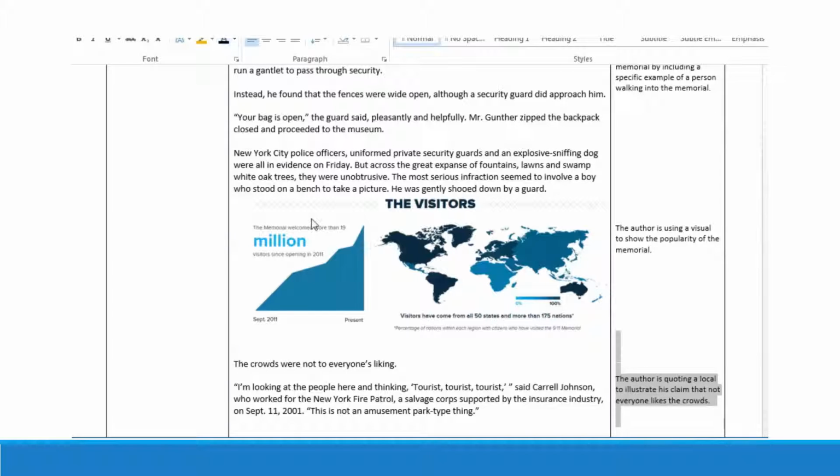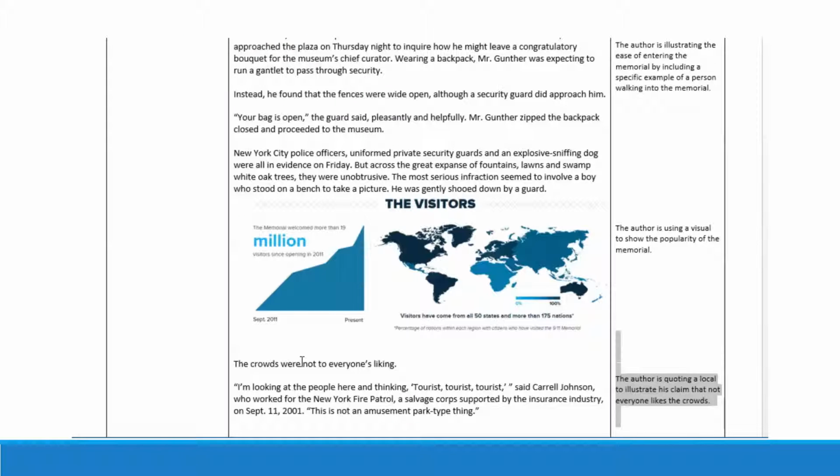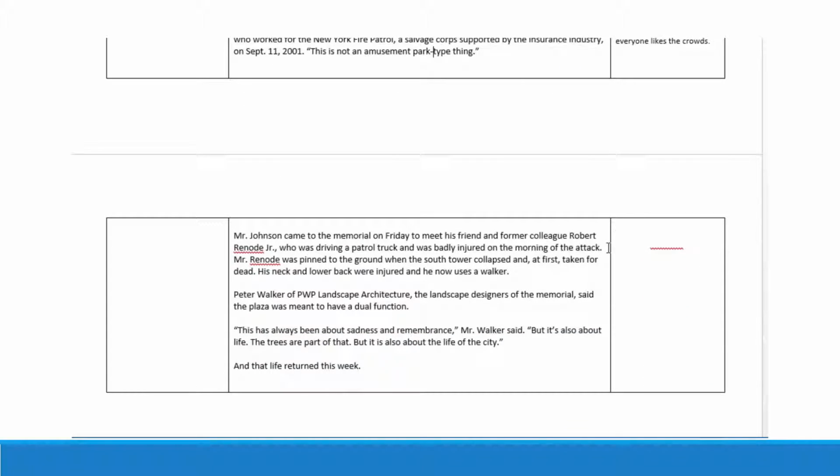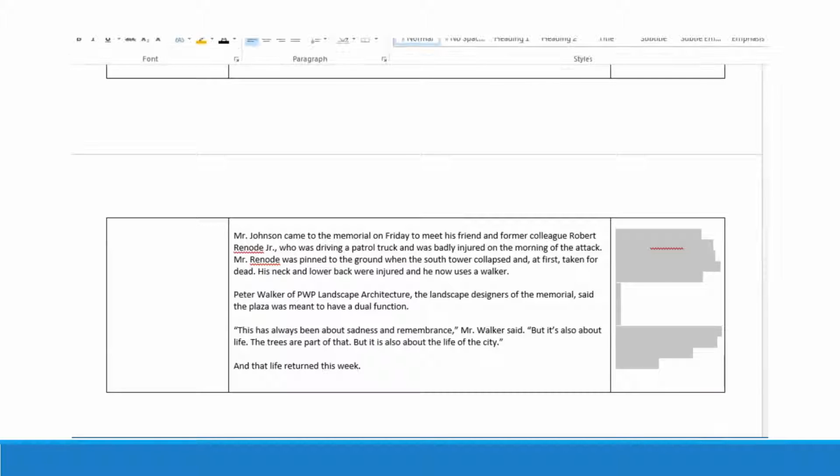the author states that the crowds are not to everyone's liking because it's getting really busy, and then quotes a local to illustrate the claim that not everyone likes the crowd. So he says not everybody likes it, and then this is a quote from somebody who doesn't like it. So the author includes that example. It's almost like the author's text evidence. Like when you write a short answer, you say something and include evidence. The author's doing that in this article.